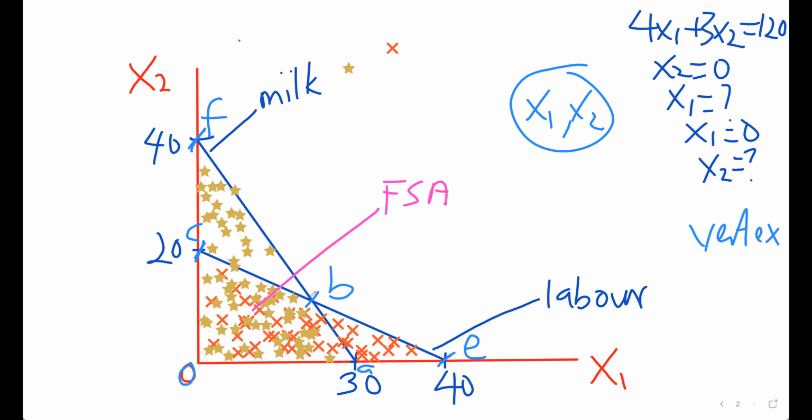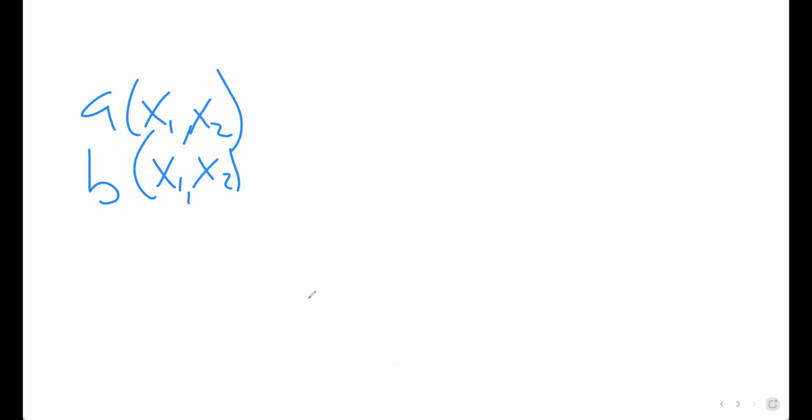So in order to know how many sachets of fine yogurt and fine chocolate to produce, you need to know the coordinates of all the vertices, excluding the origin, because the origin is not where we are going. So how do you get to know that? Let's try and get the first one, A. We need to know the X1 and X2 coordinates of A, of B, and of C.